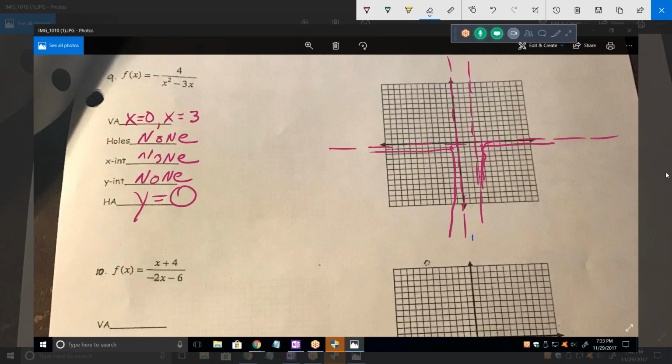Now, I know it doesn't cross the x-axis, right? There's no x-intercepts, so it does not cross the x-axis. There's no y-intercepts. So I basically got 2 choices. It can look like this. Or that middle part can look like this. Got to be one or the other.